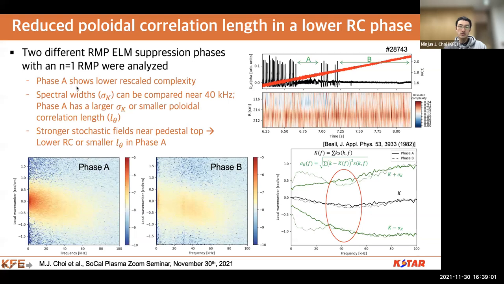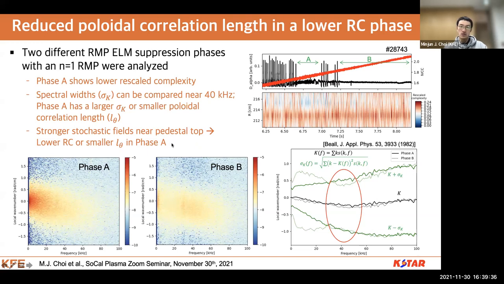For phase A, please ignore the ELM crash period. I should have excluded these ELM crash phases, but they were included. So I calculate the wave number and frequency spectrum of these two phases. Here in phase A, you can see the low frequency component and also a high frequency component. But in phase B, you can see some significant high frequency component here, but a weak low frequency component.